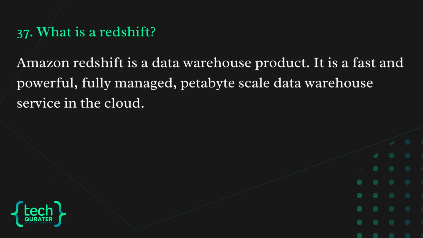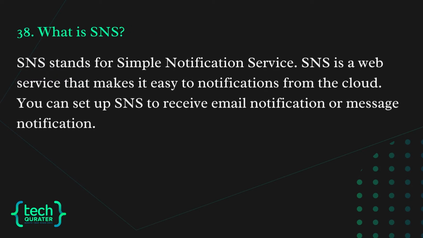What is Redshift? Amazon Redshift is a data warehouse product. It is a fast and powerful, fully managed, petabyte-scale data warehouse service in the cloud. What is SNS? SNS stands for Simple Notification Service. SNS is a web service that makes it easy to send notifications from the cloud. You can set up SNS to receive email notifications or message notifications.